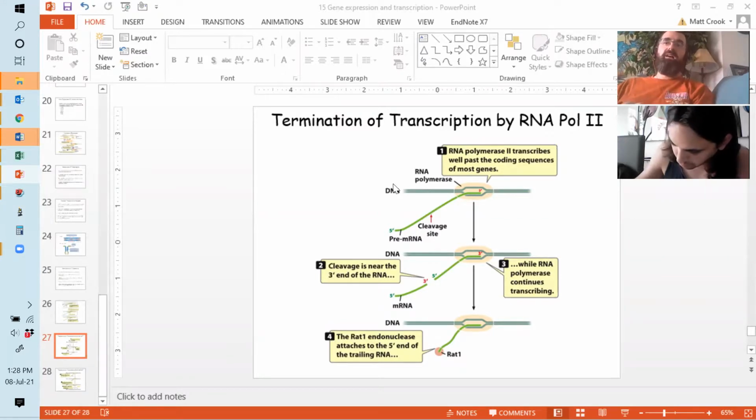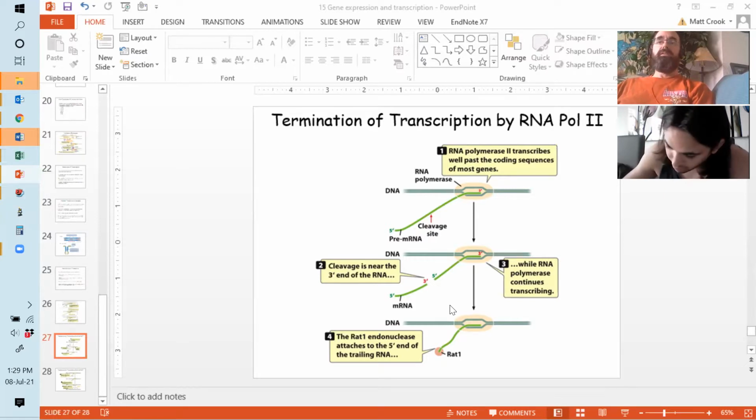But now we have a free end, right? And RNases typically attack RNA from the ends. Not always, as in the case of this, which cuts in between, but typically RNase is like, free ends of RNA, juicy, tasty. And so when that free end becomes available, that's recognized by another RNase called Rat1.